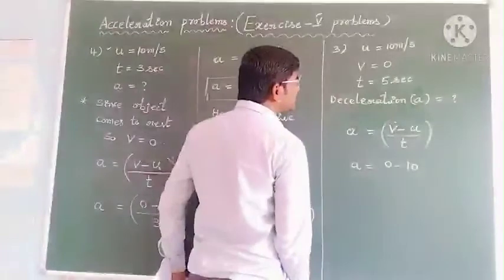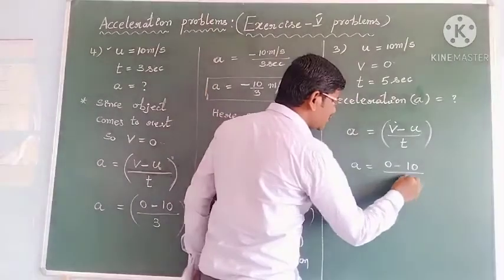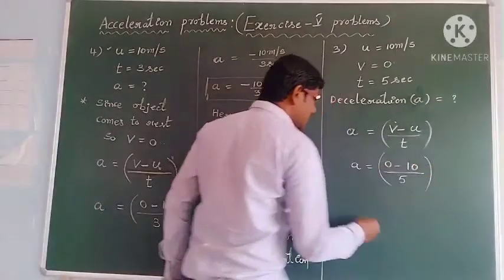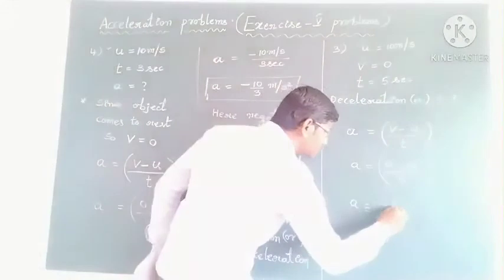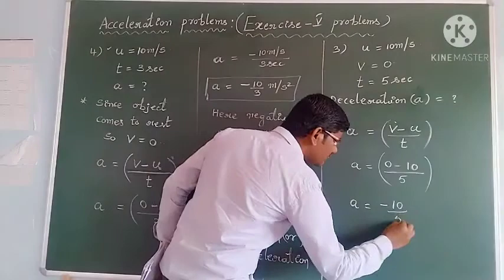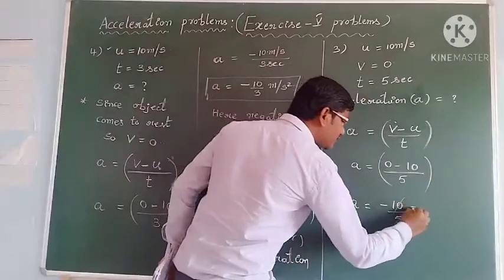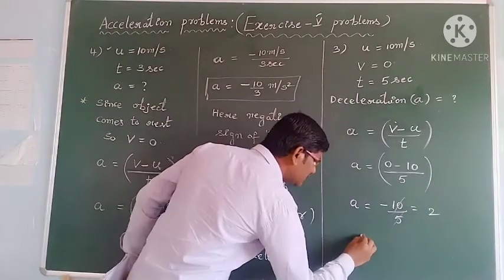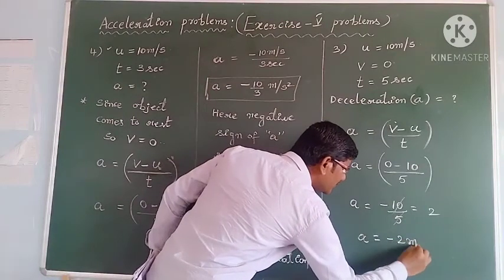Okay students, the T value they have given is 5 seconds. So then we will get the deceleration, minus 10 by 5. Then 5 2s are 10, so you will get the A value is equal to minus 2 meter per second square.